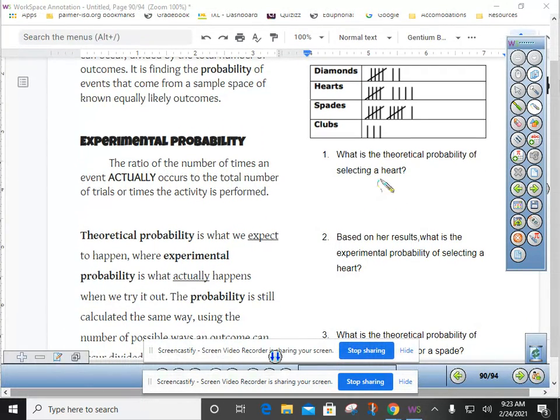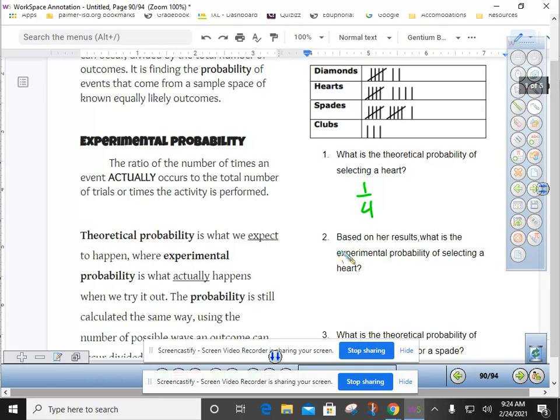So this says, what is the theoretical probability of selecting a heart? Well, how many different suits are there? 4. How many of them are the heart? 1. So theoretically, it's 1 out of 4. That's what you should pick. Okay? Are you with me? That's easy.